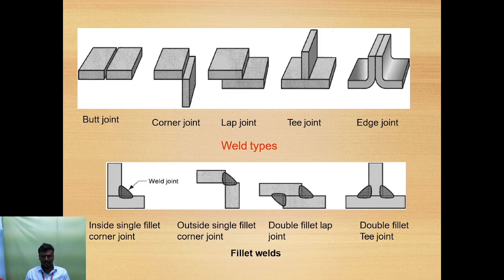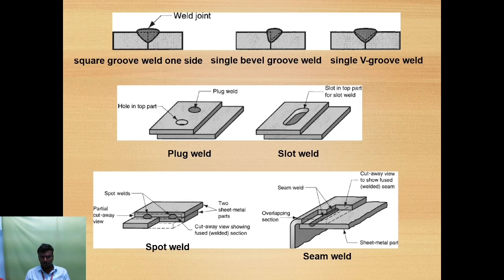There are many types of welded joints, and the most used are the butt joint, corner joint, lap joint, T-joint, and edge joint. The joints can be made as an inside single fillet corner joint and an outside single fillet corner joint, a double fillet lap joint, and a double fillet T-joint. These are fillet welds. And there are the square groove weld on one side, single bevel groove weld, and single V groove weld. There are many types of welded joints.